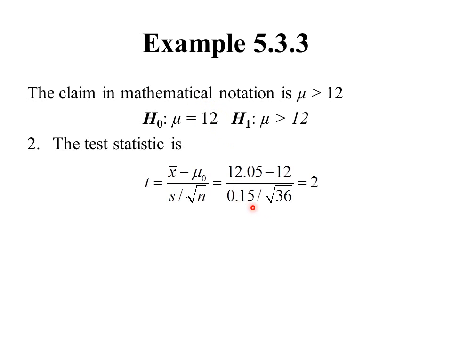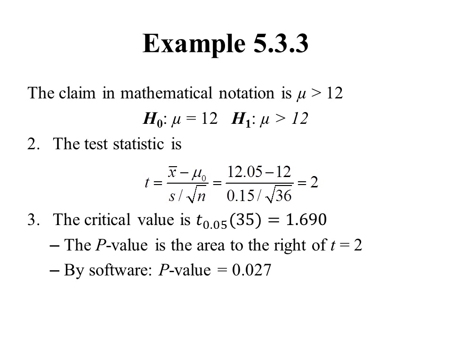There's our sample standard deviation and our sample size, and that all simplifies very nicely down to the number 2. So there's our test statistic. Third step is we find our critical region, or equivalently calculate the p-value. So the critical value is t sub 0.05. It's 0.05 here because we're told to use a 0.05 significance level, and we have 35 degrees of freedom.